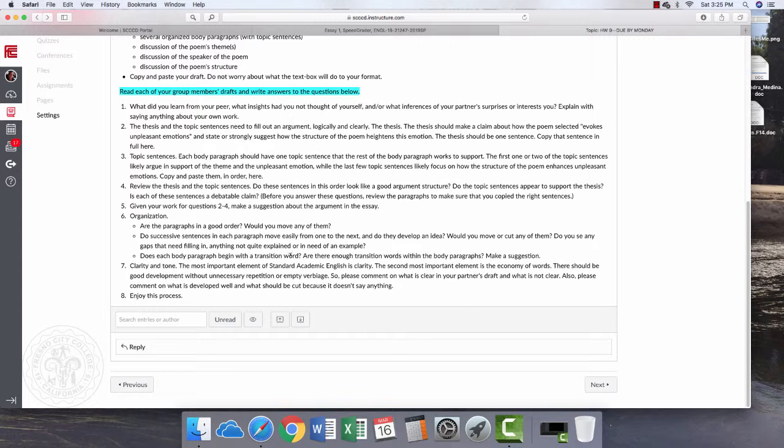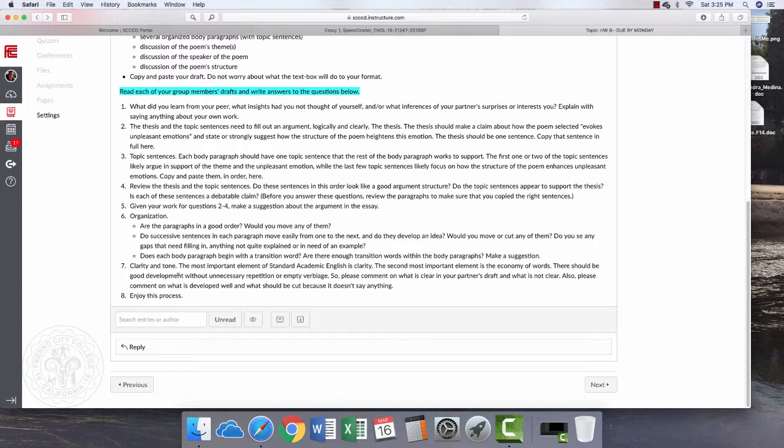They make good guides. Are there enough transition words within the body paragraphs as you follow from one sentence to the next? Do they always make sense, or do you feel like you're jumping around a bit? Comment on that. Make a suggestion.